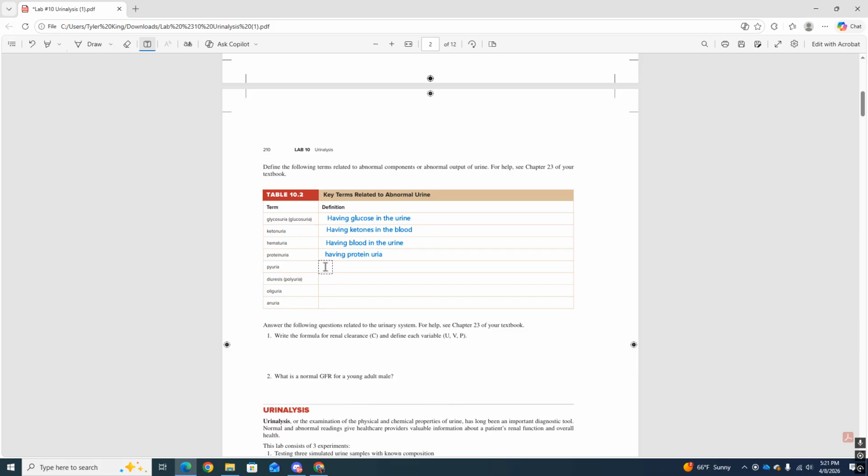Pyuria is a little bit different because it's not as straightforward as the first few, but in terms of pi, it's referring to py. It's talking about having pus or leukocytes in the urine, okay? Having pus or leukocytes in the urine.